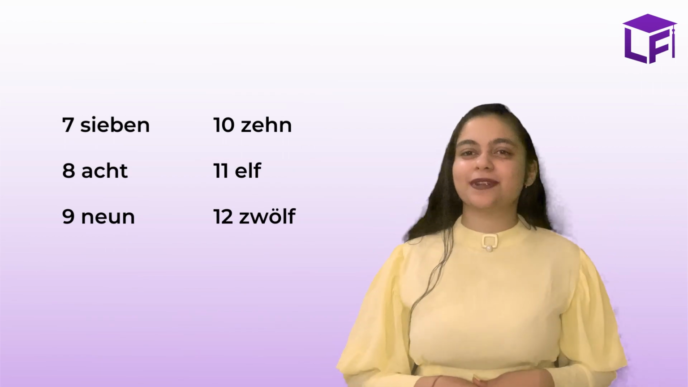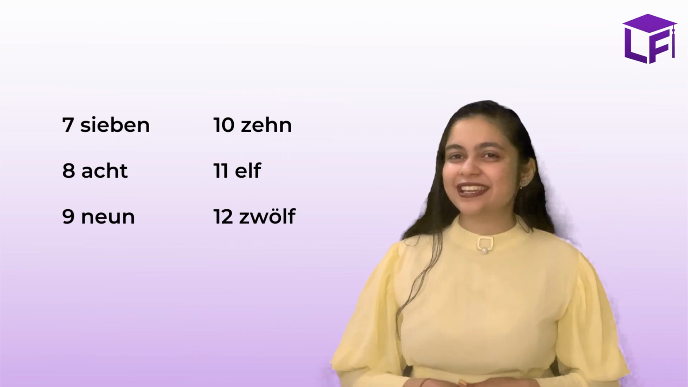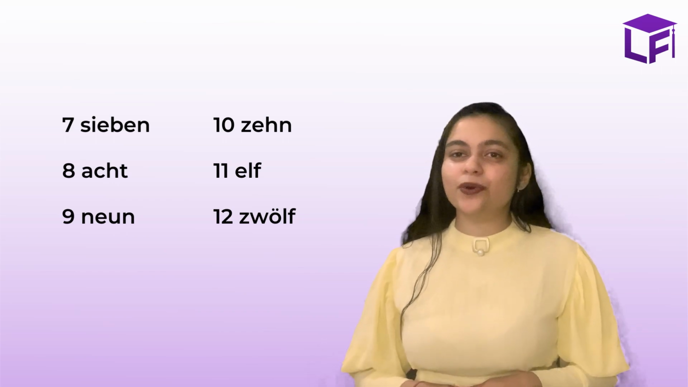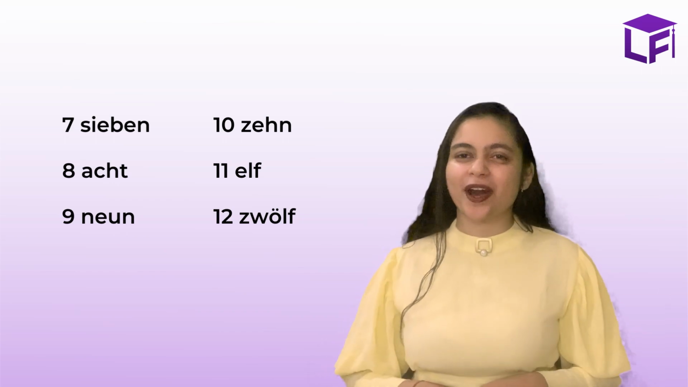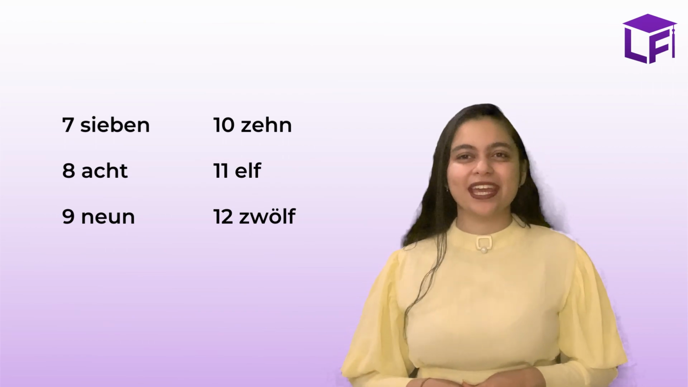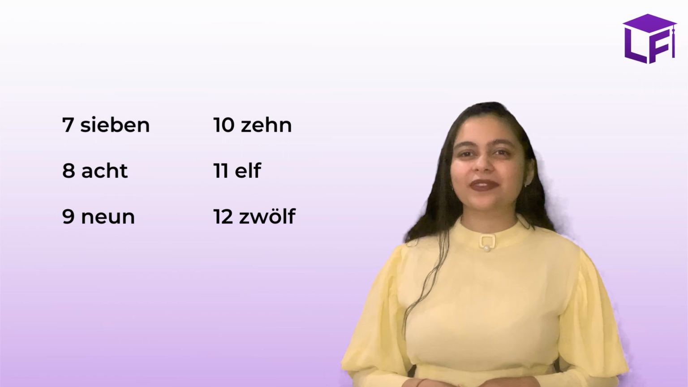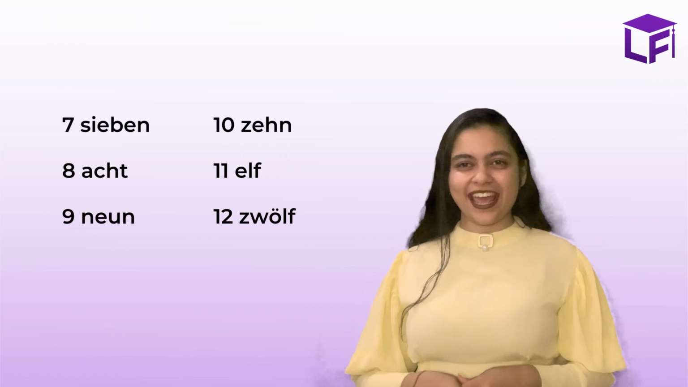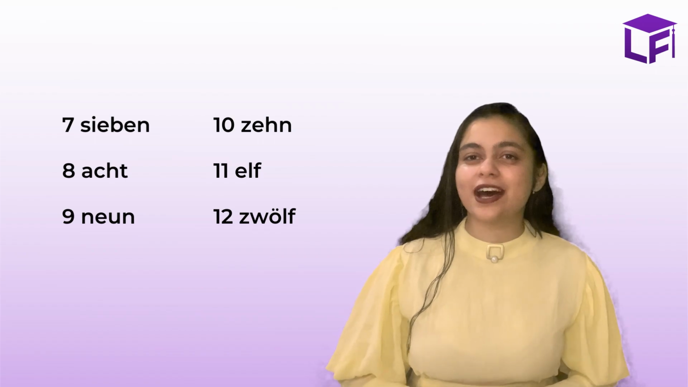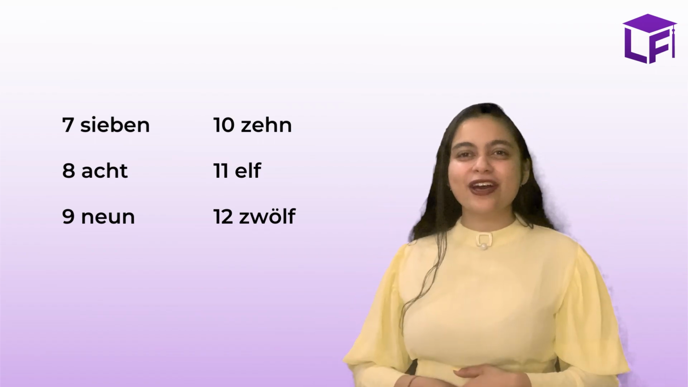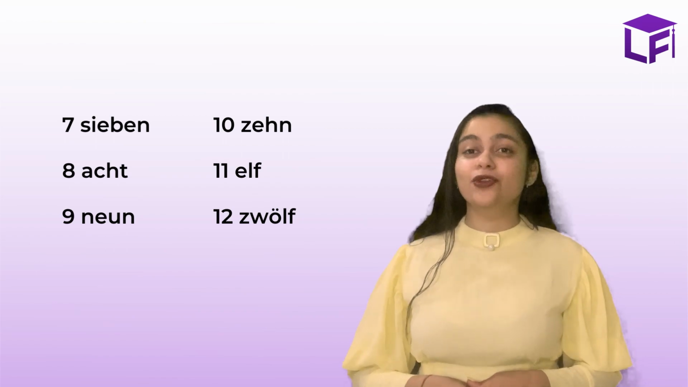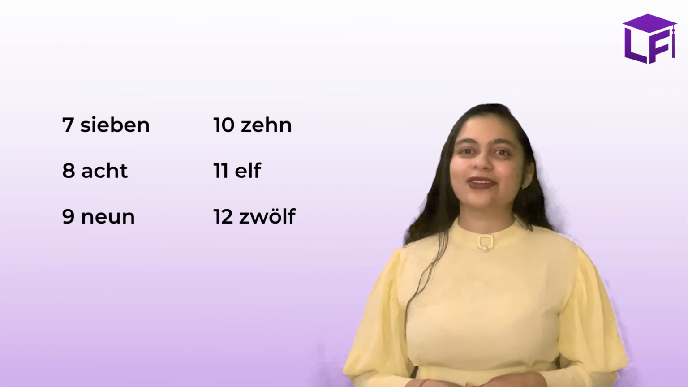8 in German is pronounced as acht. Now here, you would require to use a lot of throat work since Germans use a lot of their throat. So, it's acht. Okay. Let's move on to the next number. The next number for us is 9. So 9 in German is pronounced as neun.